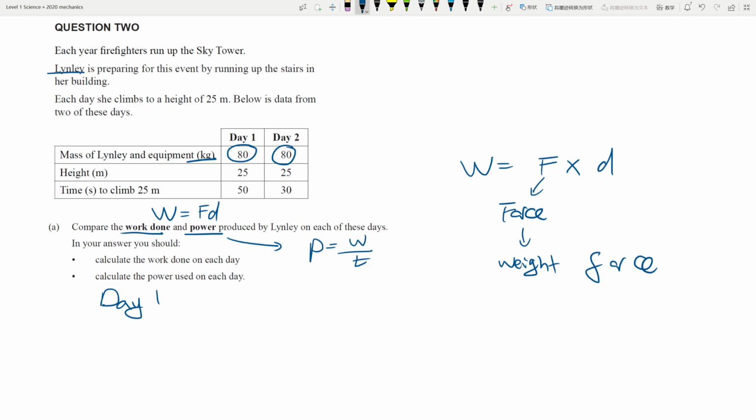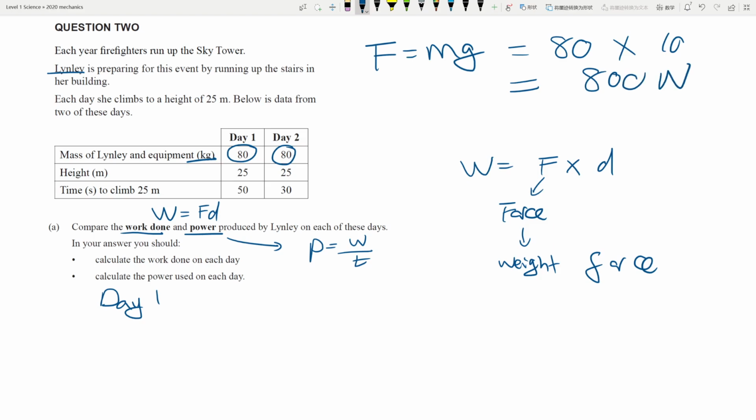Regardless of day 1 or day 2, her force is always going to be mass times gravity. Gravity is just 10. It's going to be 80 kg times 10 newtons per kilogram, which is 800 newtons. This is the force that we'll be using for all of these equations, because that's her weight. That's how much force she needs to do work in order to get her body mass up 25 meters.